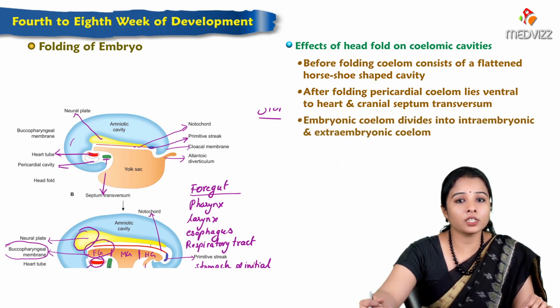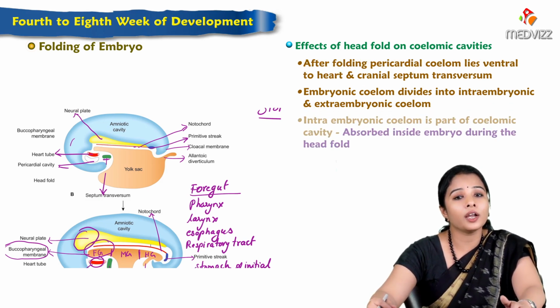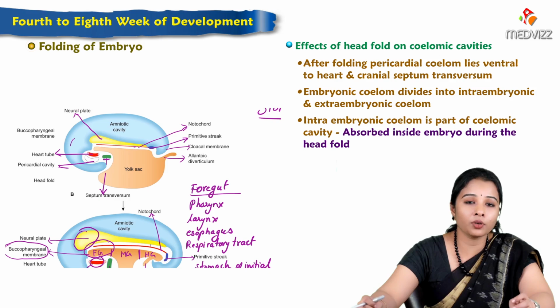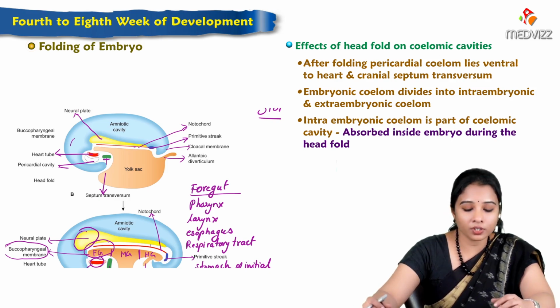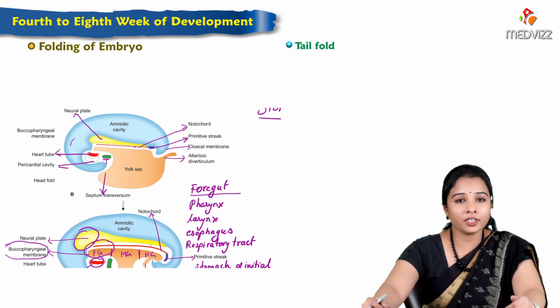And the embryonic coelom divides into intraembryonic and extraembryonic coelom because of this head fold. And the intraembryonic coelom forms the coelomic cavity which is absorbed inside the embryo during the head fold. So during the formation of the head fold, these are the things. And let's talk about the tail fold.